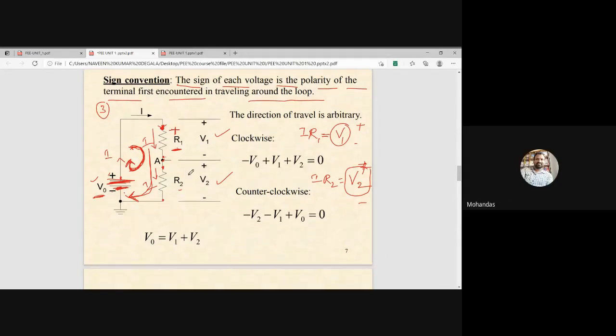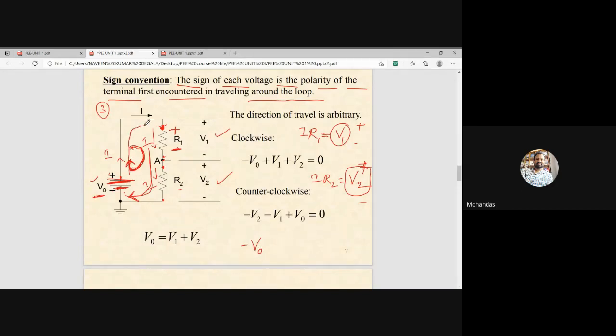Negative, sir. Yeah, very good. Negative sign. As it is in negative sign, while writing the V0, you have to give minus V0, and again you have to travel in clockwise direction.